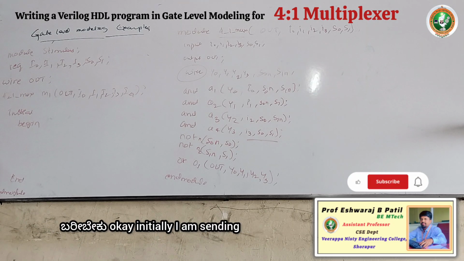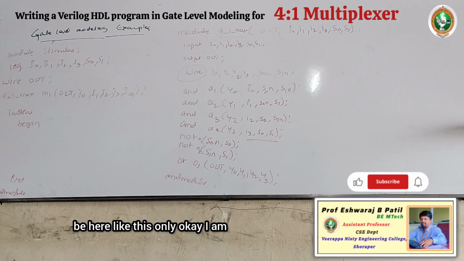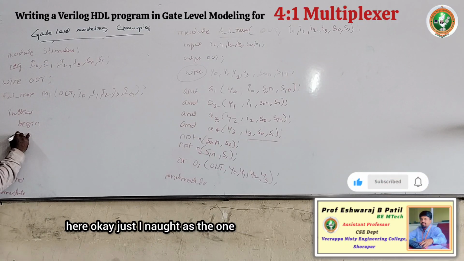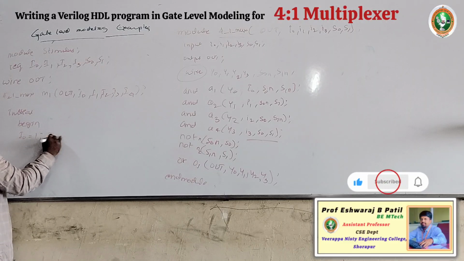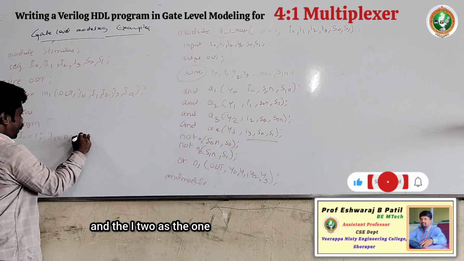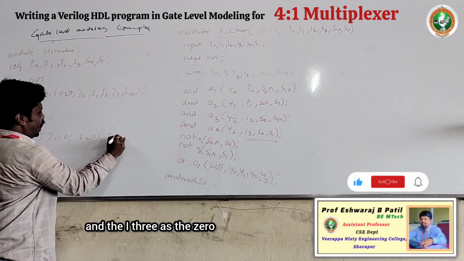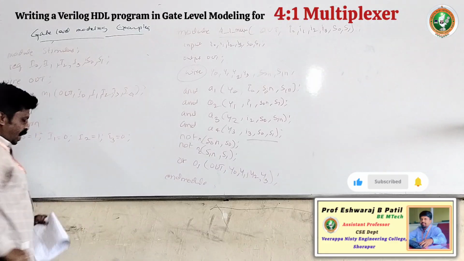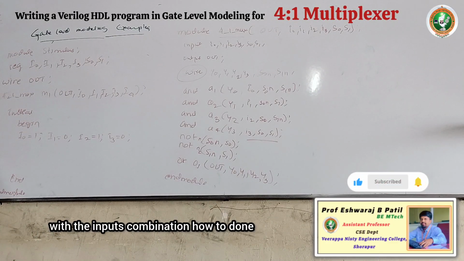Okay, initially I am sending the inputs, so that the output should be here like this only. I0 as 1, I1 as 0, and I2 as 1 and I3 as 0. For this purpose I have to display with the inputs combination. How is it done?